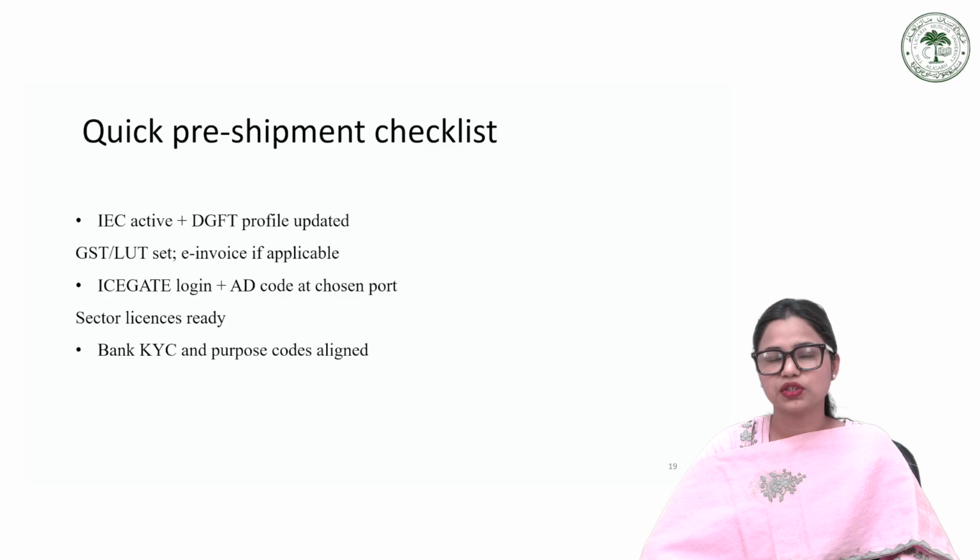Here is a quick pre-shipment checklist that every exporter and importer must do. They must check regularly whether the IEC is active and the DGFT profile is updated with any latest changes in the organization. They must also see that the digital invoice is applicable. They must regularly check IceGate login and authorized dealer code at the chosen airport. And as mentioned before, every sector specific license or registration or certificate must be there. Bank KYC and purpose codes must be aligned.